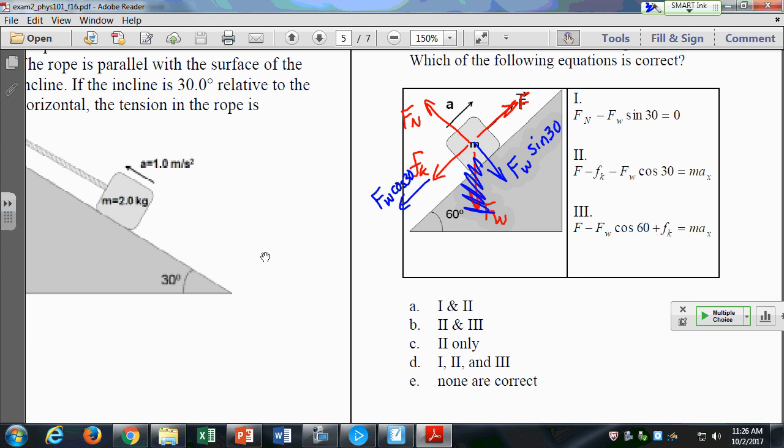Let's look at this one. F minus Fw cosine 60 plus Fk equals max. Is that one right? Now there are two problems with that. What are they? Cosine 60. There's that angle, right? And then plus the Fk. It should be minus Fk. Okay? So 1 and 2 are the correct answers. That would be A. You'll certainly have one of those too. We've done several of those, but you'll have one of those on the exam.